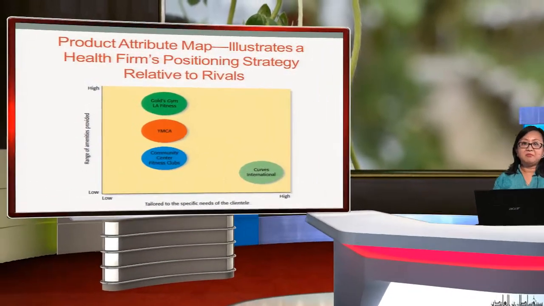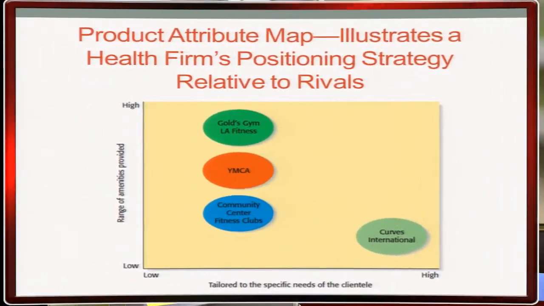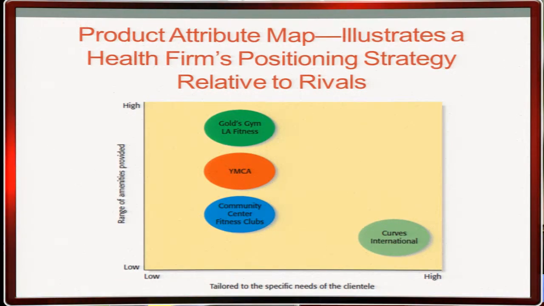Let's look at this product attribute map. This matrix is an example of how you can map your position strategy among your rivals. The y-axis defines the range of amenities provided, while the x-axis defines the degree of specific needs of the clientele. So in short, what we must do is ensure that we sell benefits to our potential consumers or even clients.